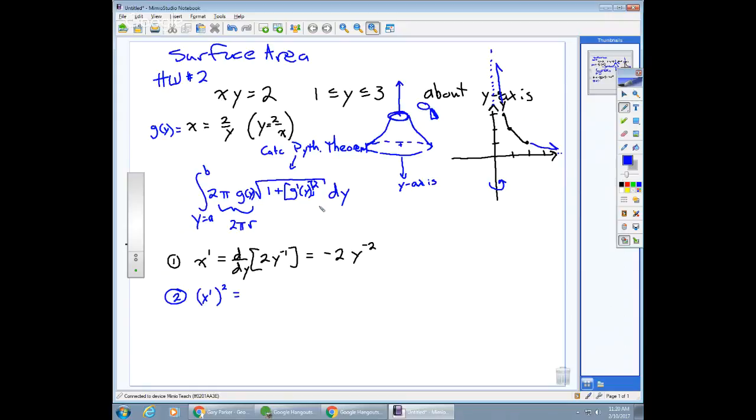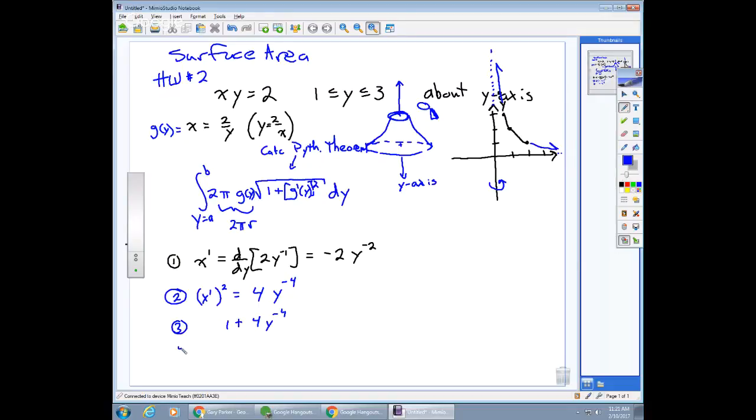Right, because we're trying to build this thing here. You could write it down all at once, but that doesn't usually work very well. If I square that thing, negative 2 squared is positive 4, and y to the negative 2 to the second is y to the negative 4th. All right, then we add 1 to it. So I'm just going to write 1 plus 4y to the negative 4th.